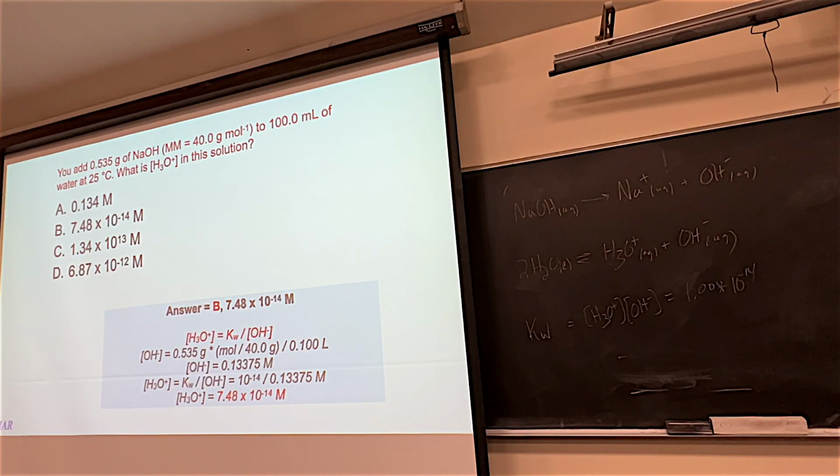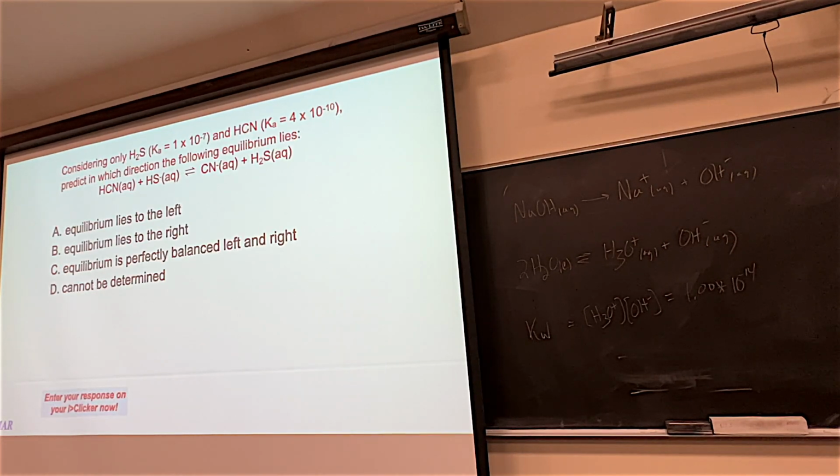Any questions on that? Cool. So make sure you know Kw. Kw once in a while will pop in. It's just 10 to the minus 14th, or 1.00 times 10 to the minus 14th. But it is a number that pops in. And every time we use 14, like pH plus pOH equals 14, that stems from Kw. So it's pretty important.